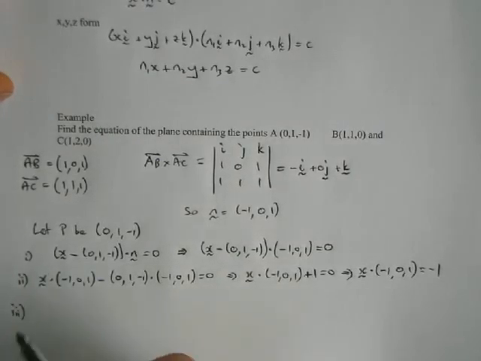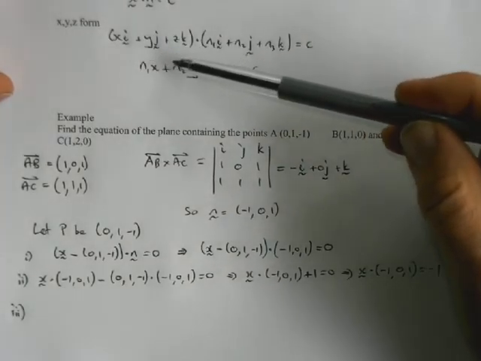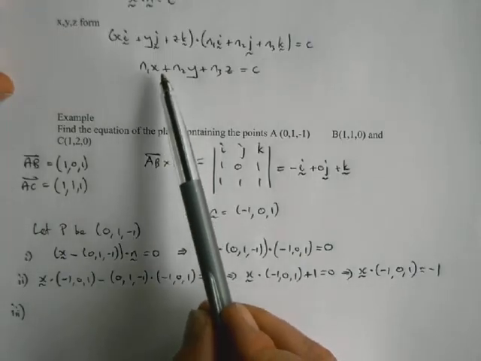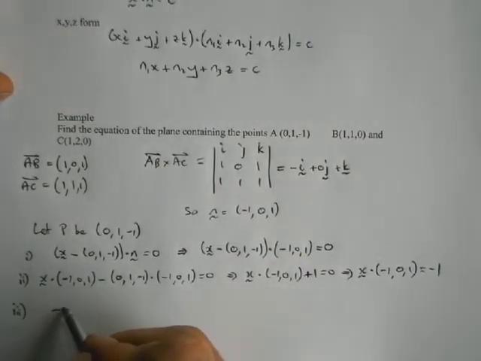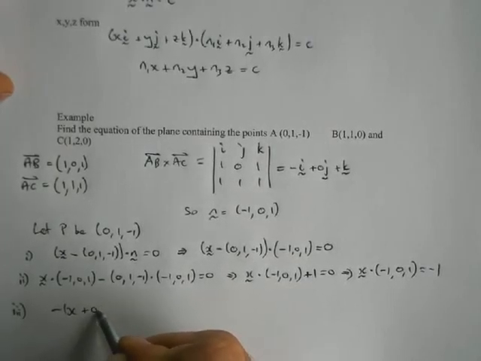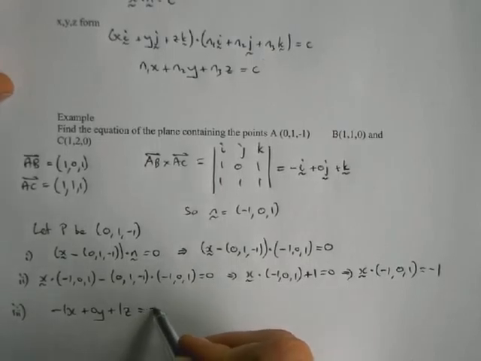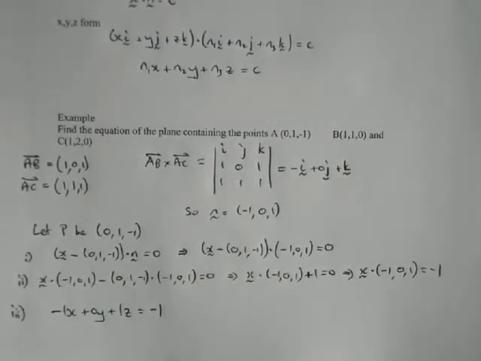And the third way of writing it is the normal approach, which we've still got written up here. So the three components of our normal, n1, n2 and n3, in this case are negative 1, 0 and 1, and they just go with the x's, the y's and the z's. So we end up with negative 1x plus 0y plus 1z equals negative 1. And that's the equation of a plane in the x, y, z space.